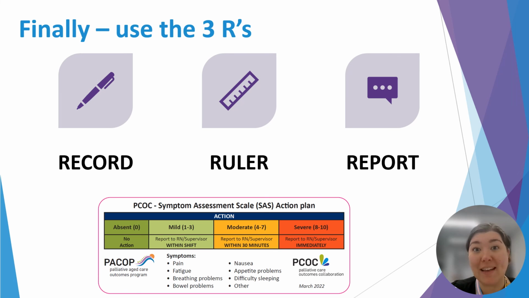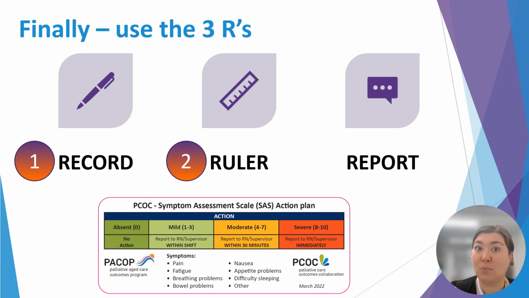So our take-home message today is use the 3 R's. Record, have your ruler nearby, and report to your supervising RN as per the ruler. If one of your residents has reported to you a mild level of distress around nausea, report to them within the shift. If someone has reported moderate distress around nausea, report within 30 minutes to your RN. And if you have a resident that has severe distress around their nausea, you need to be reporting it immediately.